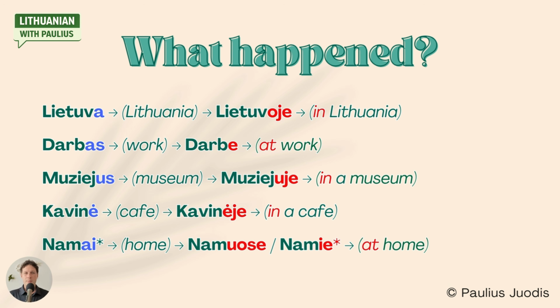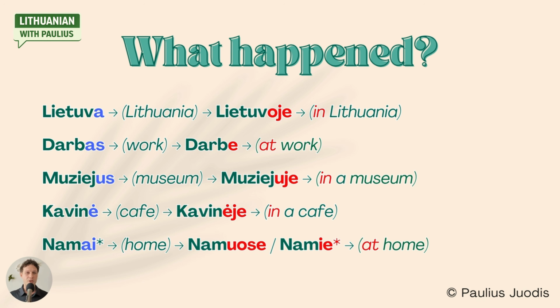So let's take a look at a couple of nouns, such as Lietuva, darbas, muziejus, kavinė, namai. If we want to change these words into the locative case, we'll have to change the ending. So from Lietuva, we have to change to Lietuvoje. That is an equivalent change of saying Lithuania or in Lithuania. From darbas to darbe. From muziejus to muziejuje. From kavinė to kavinėje. And now the interesting one. From namai to namuose or namie.